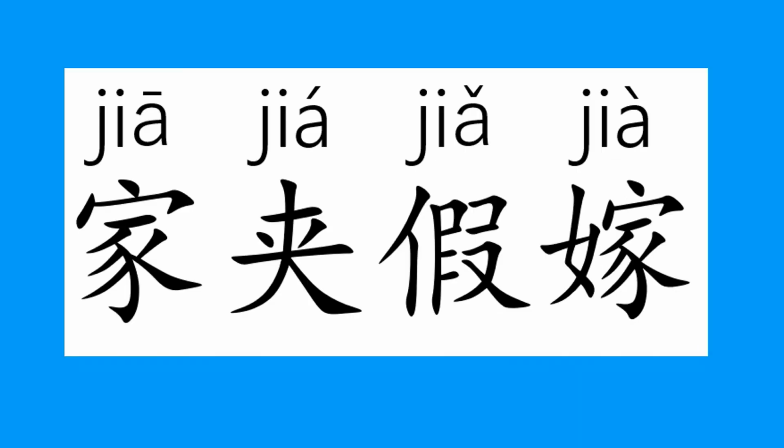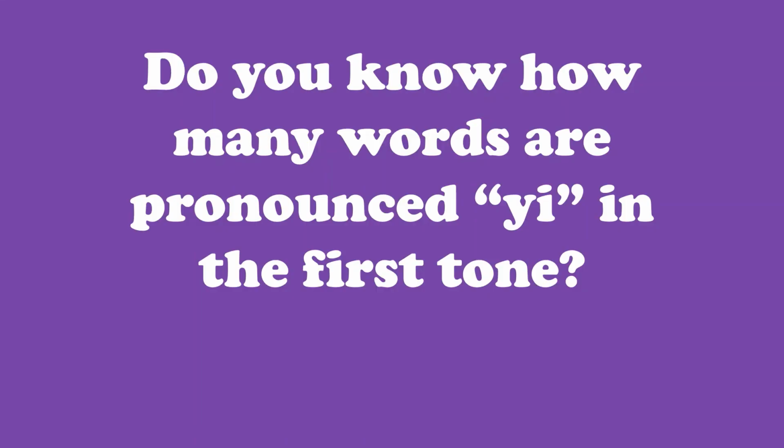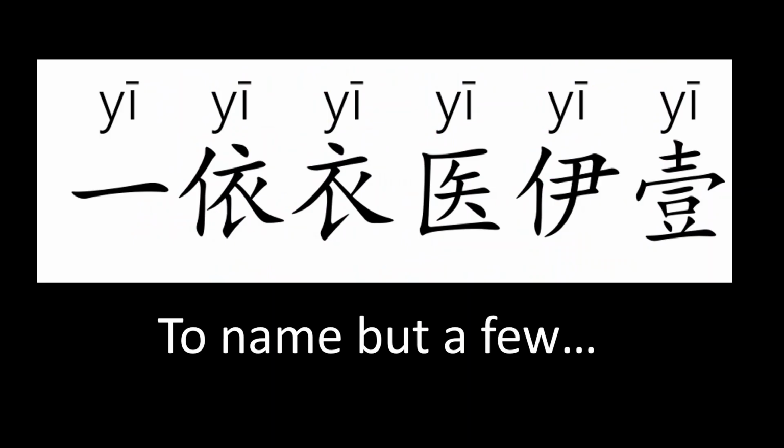Last one, okay? Look at this one. 加, 甲, 甲, 价. All different, okay? Do you know how many words are pronounced yi in the first tone? Okay? Even for the same tone, they could be multiple characters, right? The ones I showed you just now, they are different tones. But looking at yi just on first tone, these are just some examples of first tone yi.